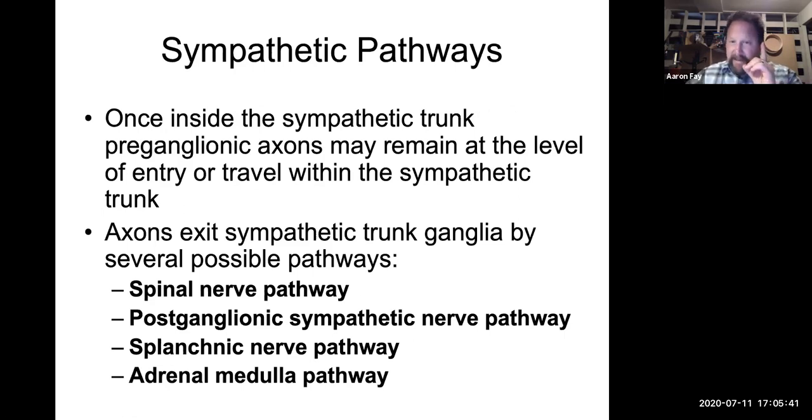Once inside the sympathetic trunk, lots of different things can happen. They may remain at the level of entry, or they may travel superiorly, or they may travel inferiorly inside the sympathetic trunk. Axons exit the sympathetic trunk ganglia by multiple pathways. We're going to go through these, so these I do want you to know. The spinal nerve pathway: in the spinal nerve pathway, postganglionic axons are going to leave via the spinal nerve. Let's just go through them one by one.